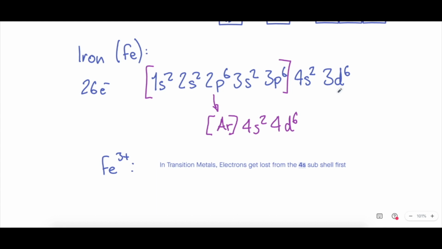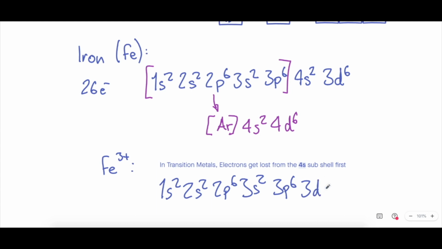So your final configuration would be 1s2, 2s2, 2p6, 3s2, 3p6. Your 4s would have lost both electrons, so that would be 4s0, but you just don't write that. And then your third electron will be removed from your 3d. So that would become 3d5. So remember that with the transition metals, the electrons get lost from the 4s before they get lost from the 3d.